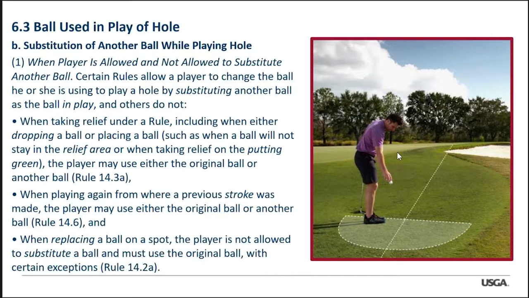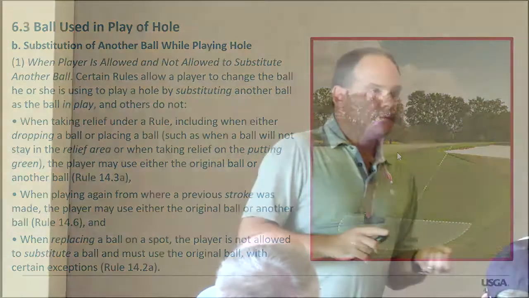And when replacing a ball on a spot, the player is not allowed to substitute a ball and must use the original ball, with some certain exceptions. Okay? So replacing a ball on a spot. Putting: you mark your ball, you lift it, you are replacing a ball. You cannot substitute it in that situation. If a ball was moved, kicked by somebody, we replace it. Cannot substitute in that situation. And there are some certain exceptions that we will talk about in 14.2a and even a couple more moving into this rule that allow you to substitute when you're replacing it.